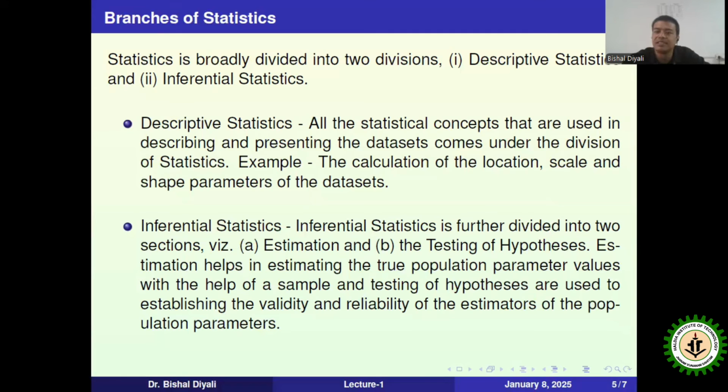Another part of the division is inferential statistics, and inferential statistics in itself is very big and has two broad divisions, which are very big in themselves. One is estimation. There are so many types and classes of estimation. We'll discuss it later. And another is the testing of hypothesis. Estimation always deals with estimating the parameters of the population. It can be anything: mean, median, variance. Anything that describes the population is called a population parameter.